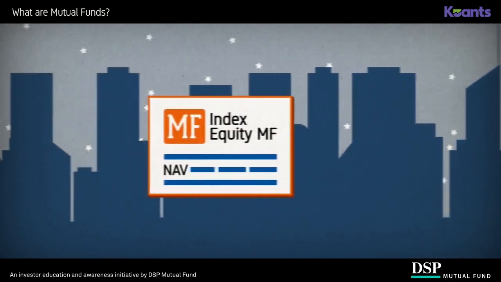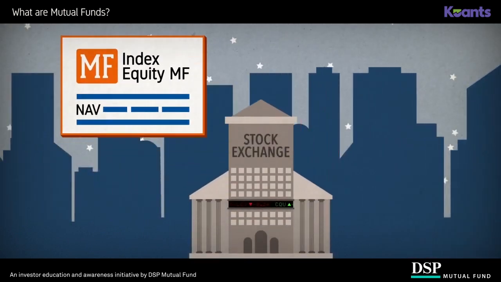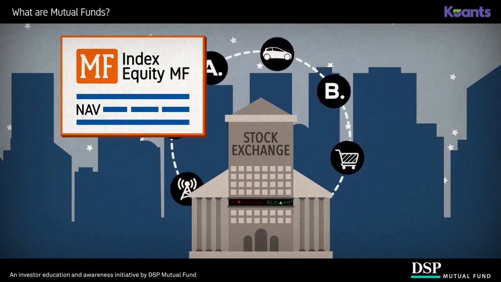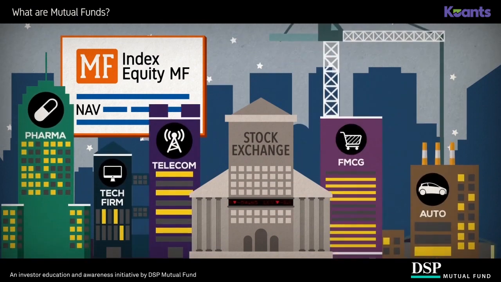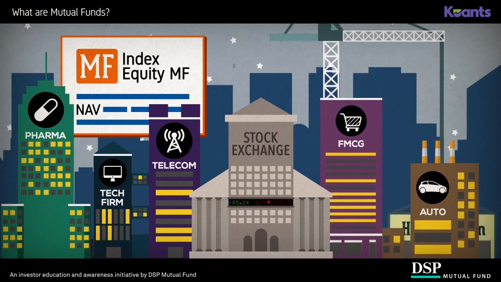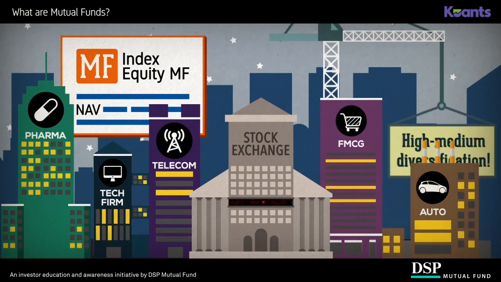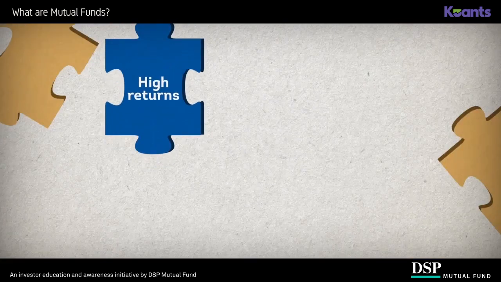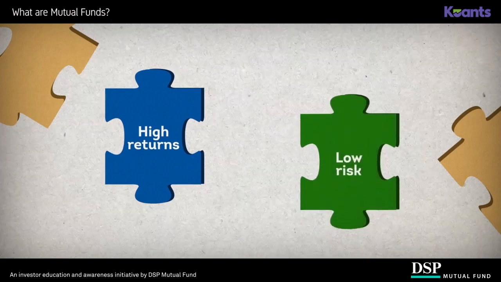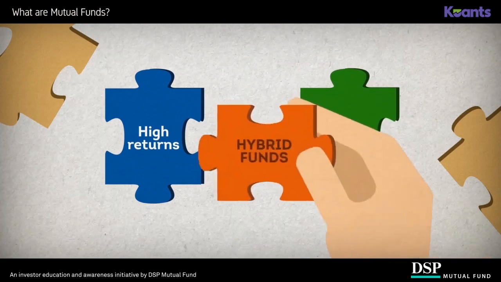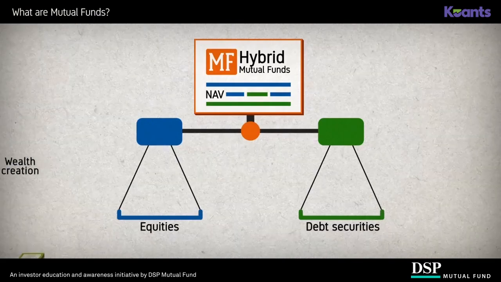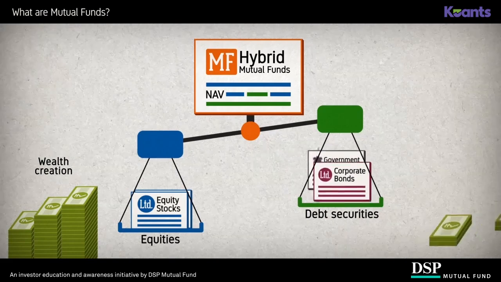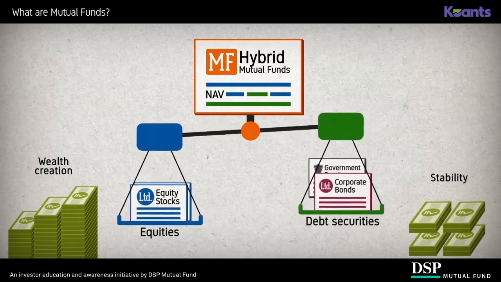Index equity funds invest in all securities that form part of a market index, such as the S&P BSE Sensex or Nifty 50, and their aim is to replicate the returns of the underlying index as closely as possible. Therefore, these funds help provide investors a broad exposure to the markets. But what if you're looking for high returns but are only willing to take low risk? This is where hybrid funds come in. They give you the benefit of capital appreciation from investing in equities as well as the stability from investing in debt securities.